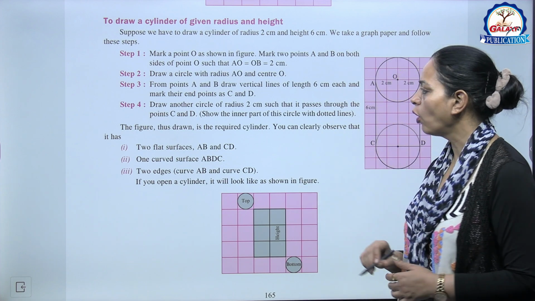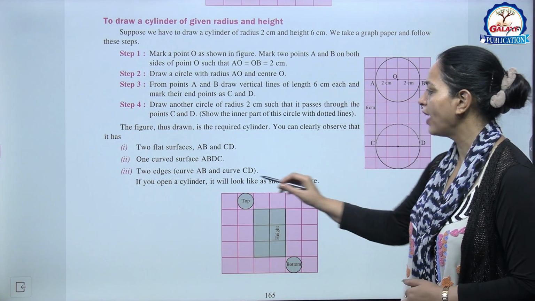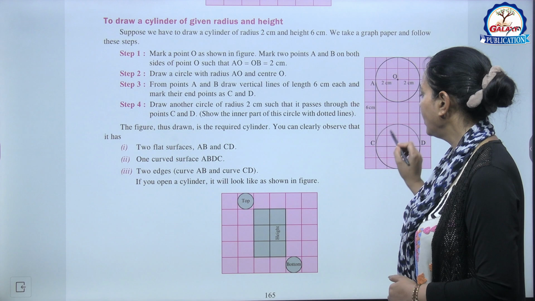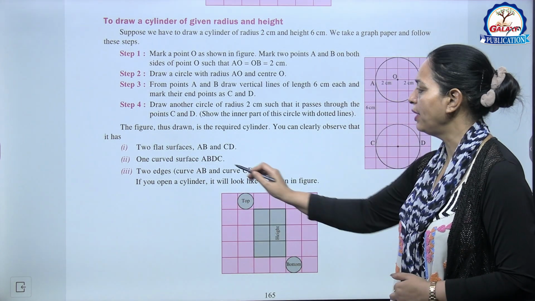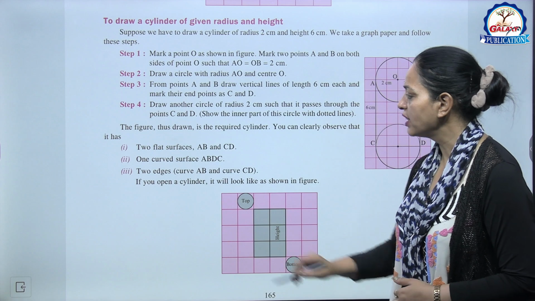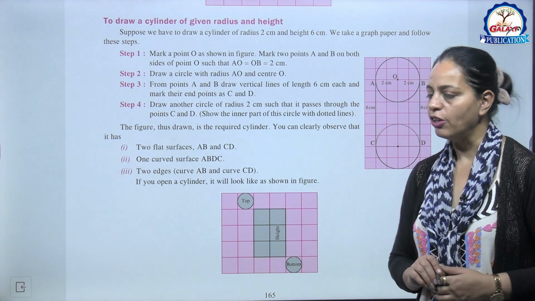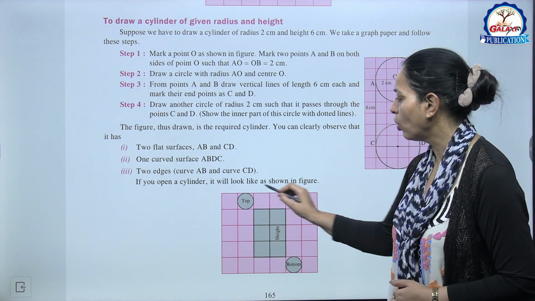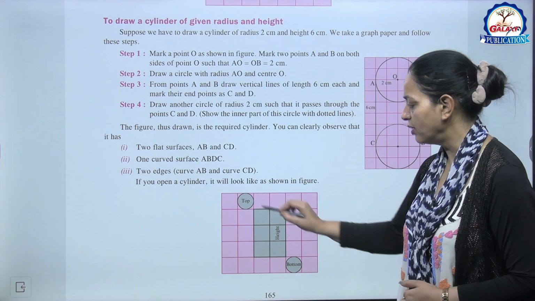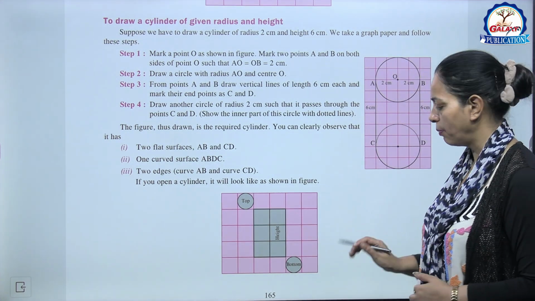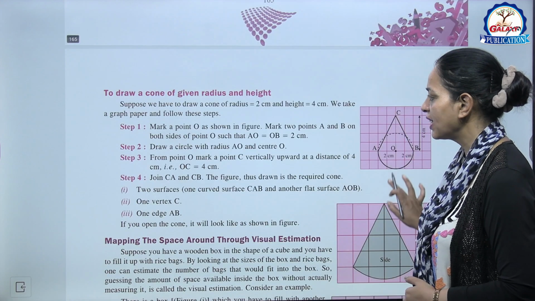You can clearly observe that it has 2 flat surfaces AB and CD and 1 curved surface, this one ABDC, and 2 edges AB and CD. So if you open a cylinder, it will look like as shown in this figure, a rectangle and 2 circles, top and bottom, right? I hope this is clear to you.